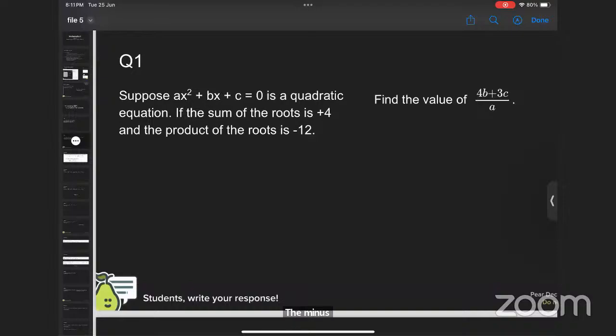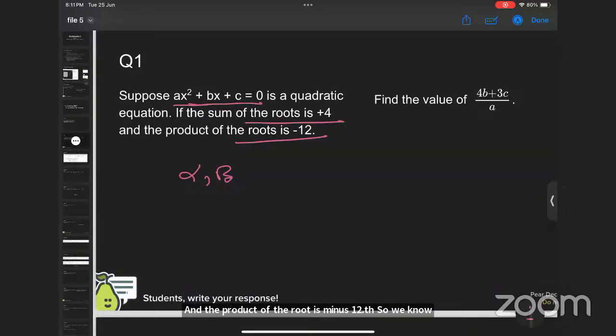So let's start. We have two answers: minus 52 and 52. So let's solve. We have the quadratic equation and it's saying that the sum of the roots is plus 4 and the product of the roots is minus 12. So we know that if we have two roots alpha and beta, then we can write this equation in the form x squared minus sum of roots times x plus product of roots equals 0, right?